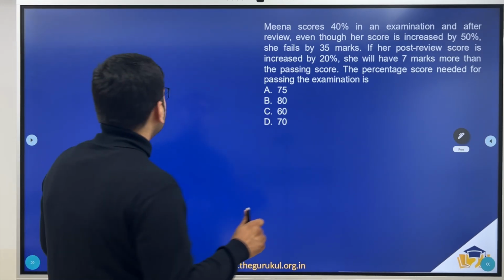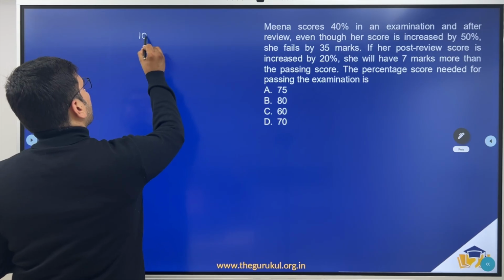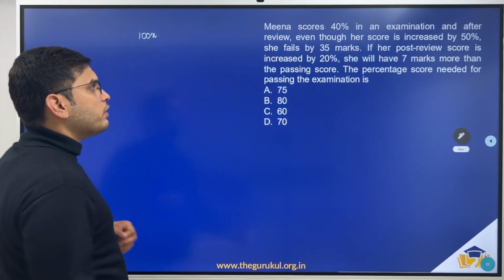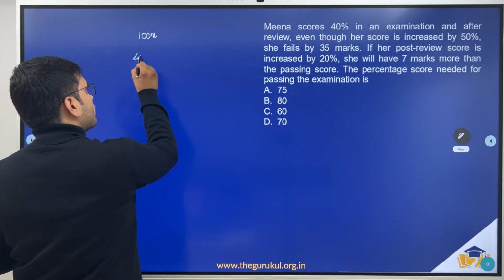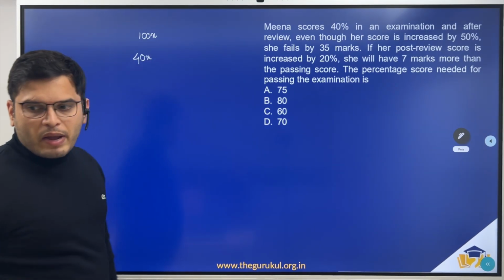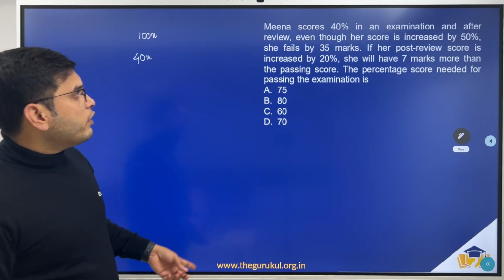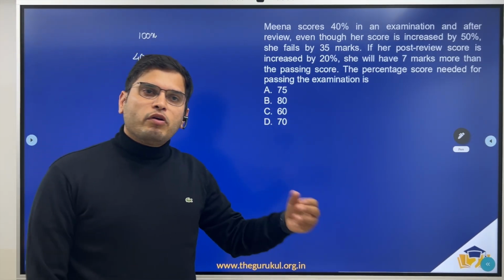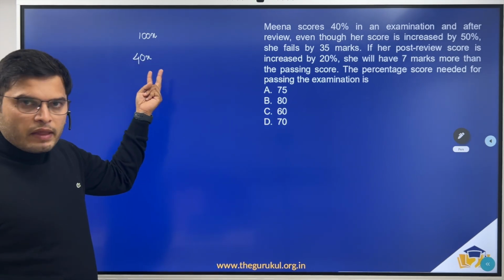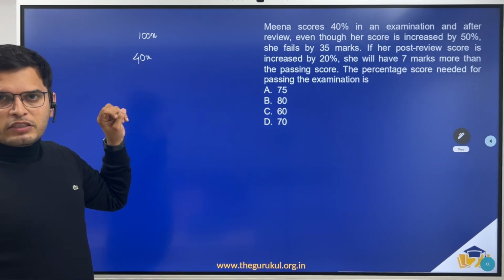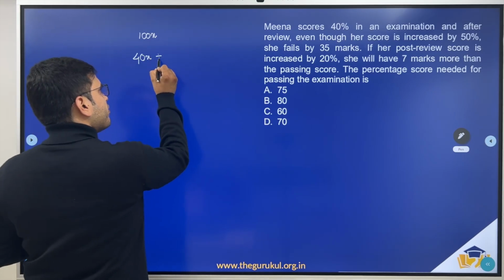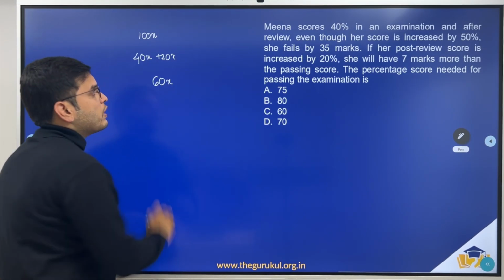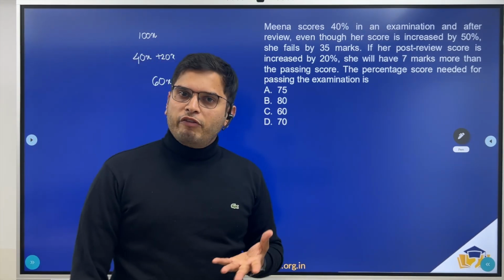Now let me consider the maximum marks to be 100x. So she scored 40% in an examination, so she scored 40x marks, and after review, even though her score is increased by 50%. Now increased by 50% of what? 50% of this 40x, right? Now what is 50% of 40x? 20x. So if this is increased by 20x, so after getting 60x marks, she fails by 35 marks, right?